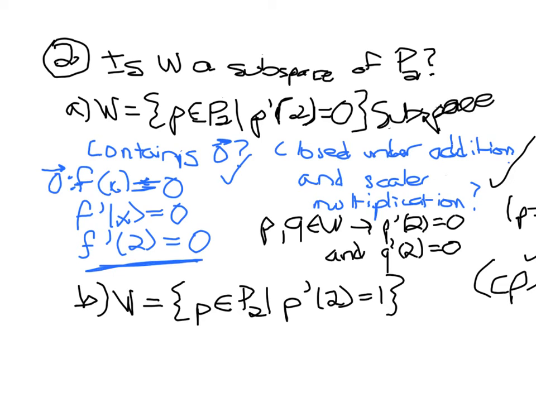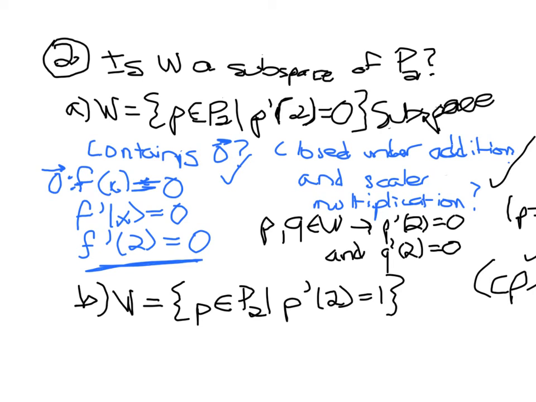Now, B, you're given different criteria. So forget the P prime of 2 equals 0. This time we're saying that the derivative at 2 needs to be 1. This subset actually fails all 3 of these requirements. But since this video is already 7 minutes long, I'll go with just the first one.